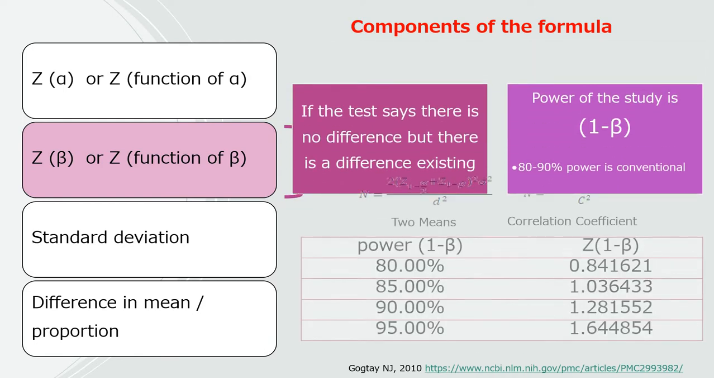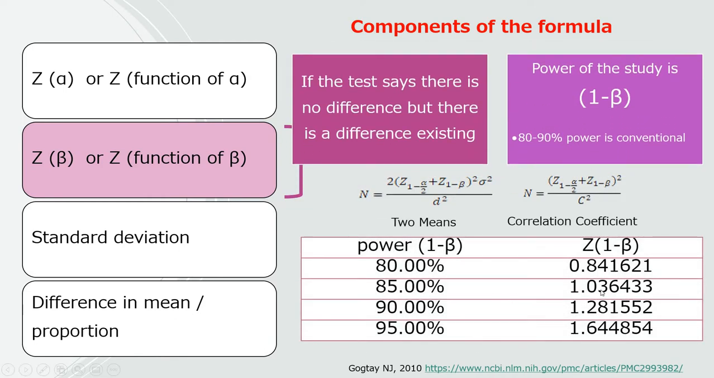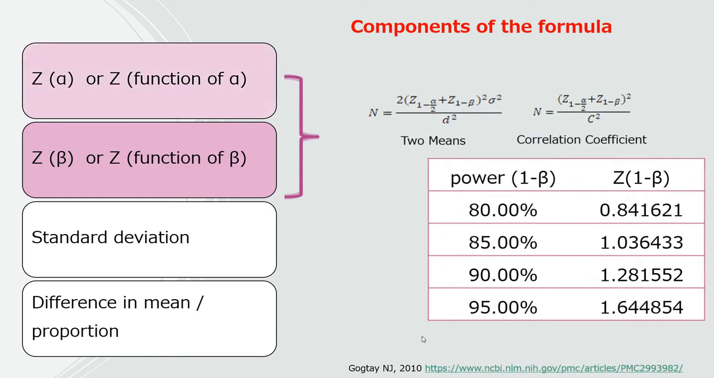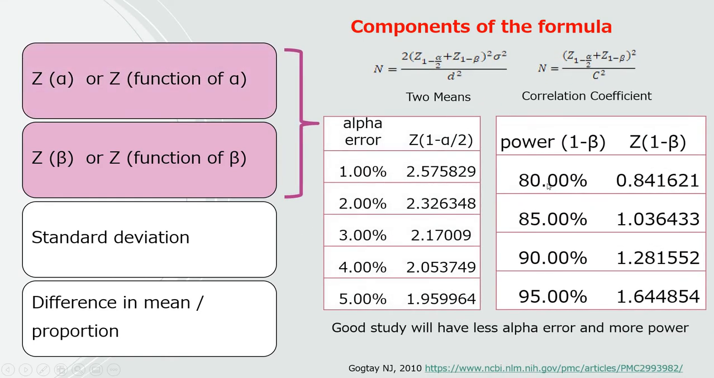Now, when you're looking at an 80% or above power, you have these constants for Z1 minus beta. 80% gives the value of 0.8416. 95% gives the Z1 minus beta as 1.64. Who chooses this again? This is again chosen by the investigator. Once the investigator chooses the alpha and the beta, you are ready to incorporate the same in the formula.